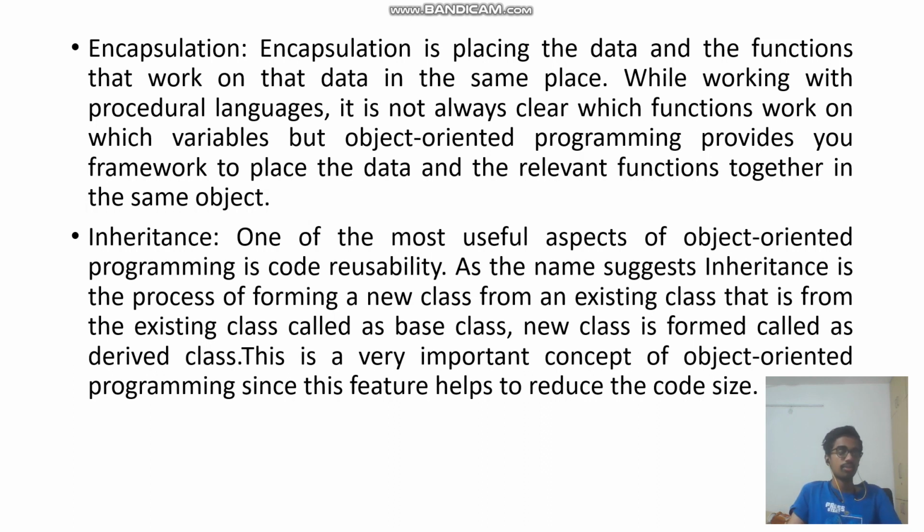Inheritance. One of the most useful aspects of object-oriented programming is code reusability. As the name suggests, inheritance is the process of forming a new class from an existing class, that is, from the existing class called the base class. The new class formed is called the derived class. This is a very important concept of object-oriented programming since this feature helps to reduce the code size.